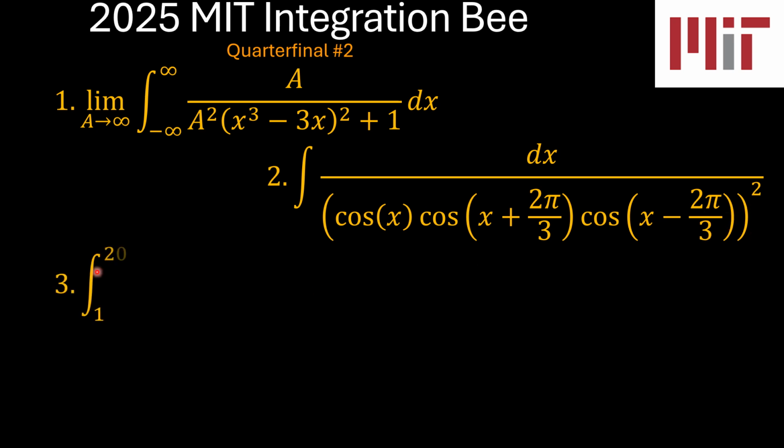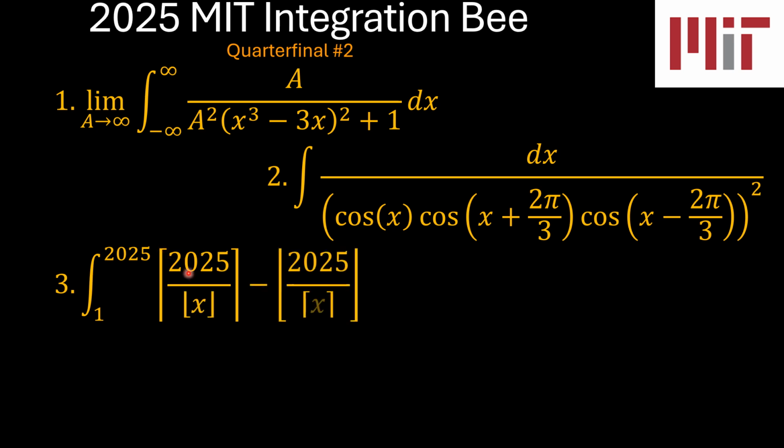Problem number 3 was the definite integral from x equals 1 to x equals 2025 of the ceiling function of 2025 over the floor of x, minus the floor of 2025 over the ceiling of x. Very interesting problem. We'll see how we may be able to solve it.